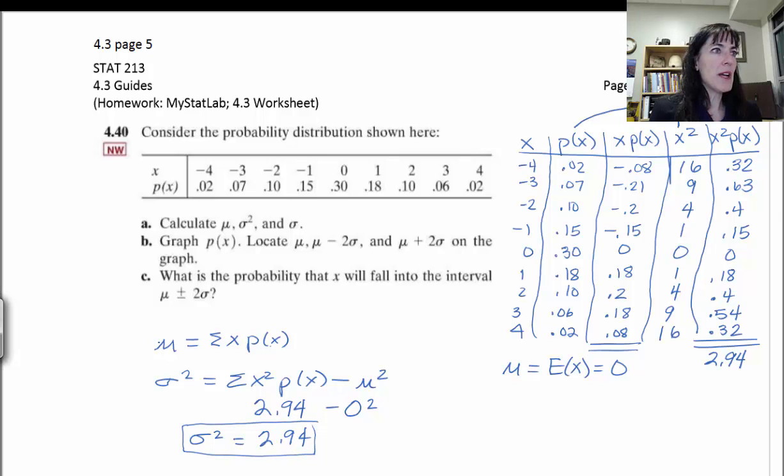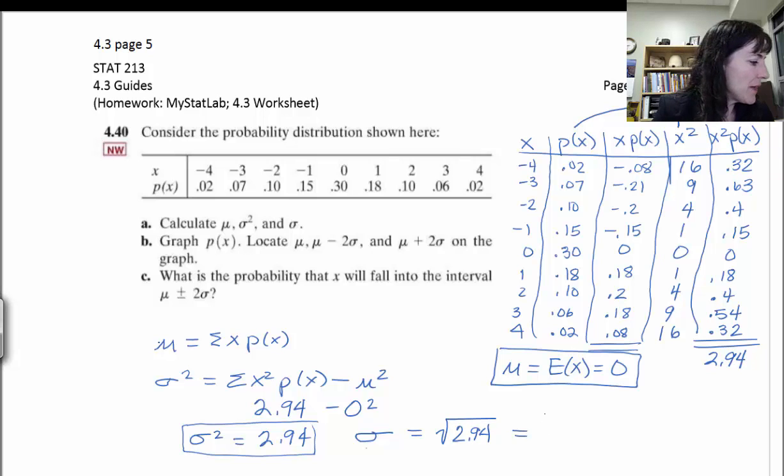And then my mean and my expected value I already found, they're right here. And then my standard deviation is going to be the square root of 2.94. So since now I have that 2.94, I can just take that square root, and that's going to give me 1.72.